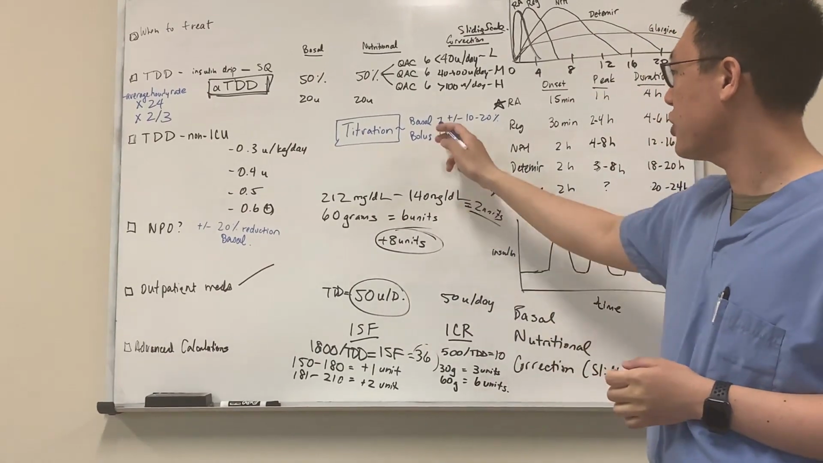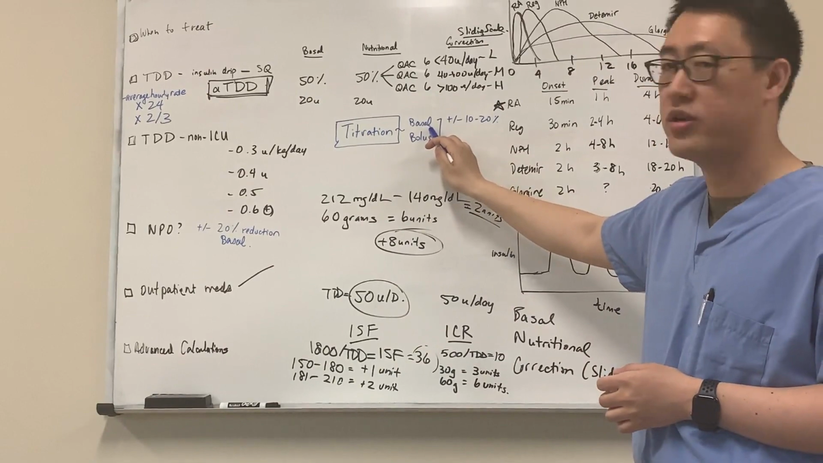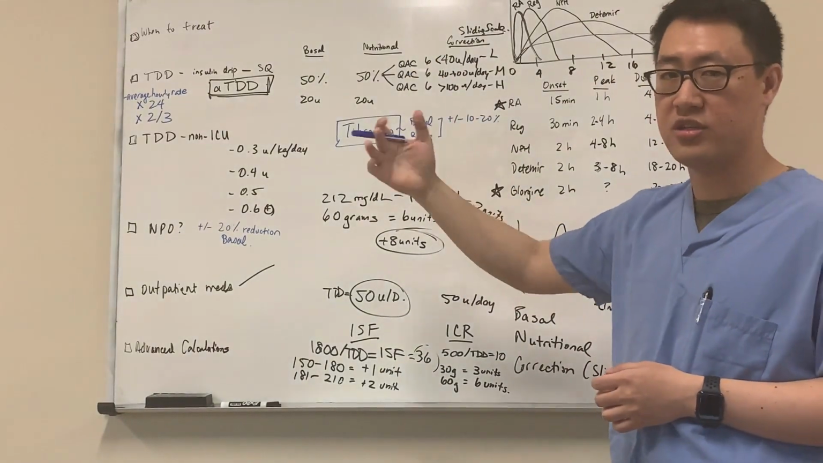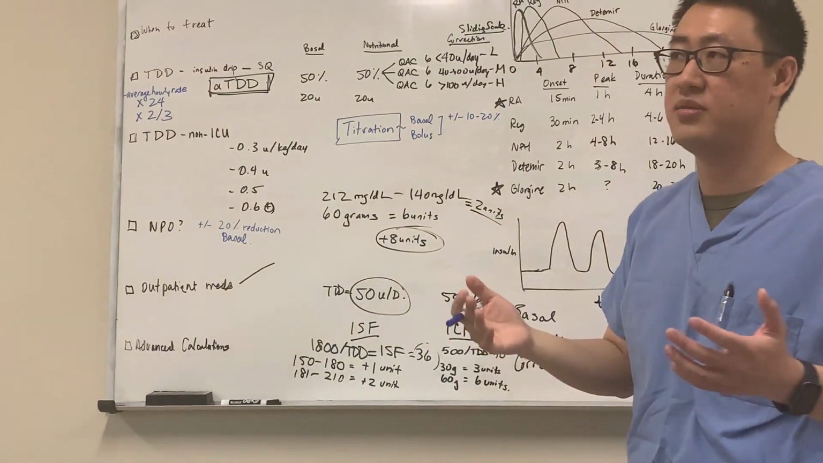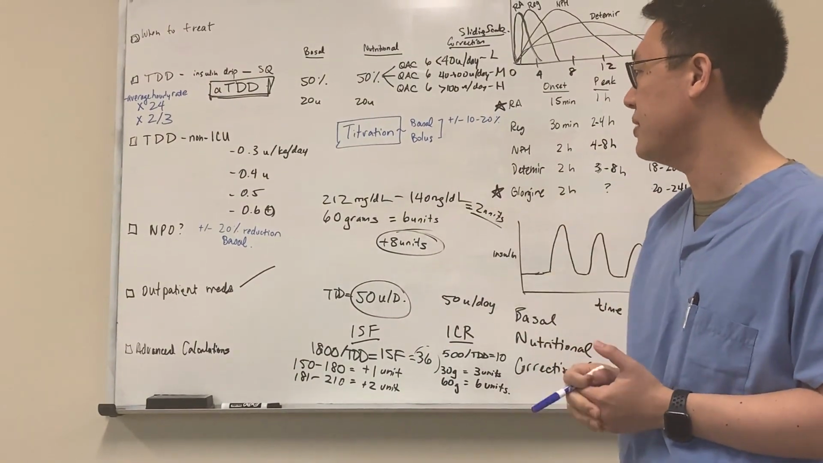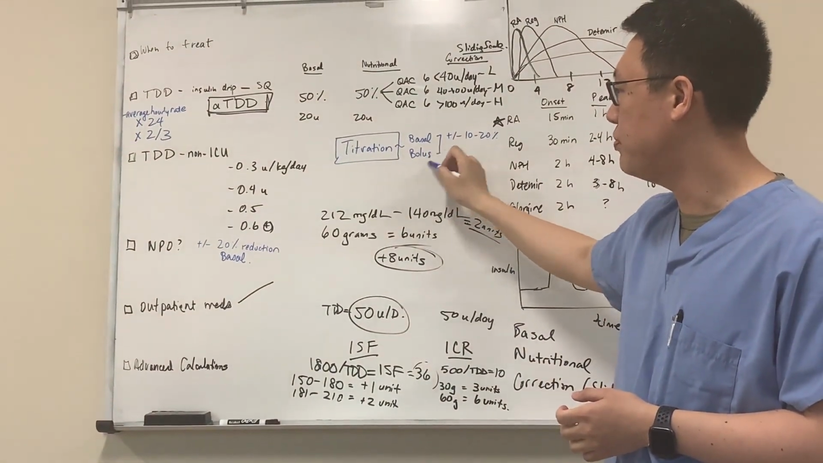And how do you titrate your long-acting insulin? You want to look at your fasting, your morning finger stick. If it's too high above target, you may want to increase the dose 10 to 20%. Or if it's 100 or less fasting, you may want to decrease the dose 10 to 20%. And then how do you decide to adjust your bolus dosing?